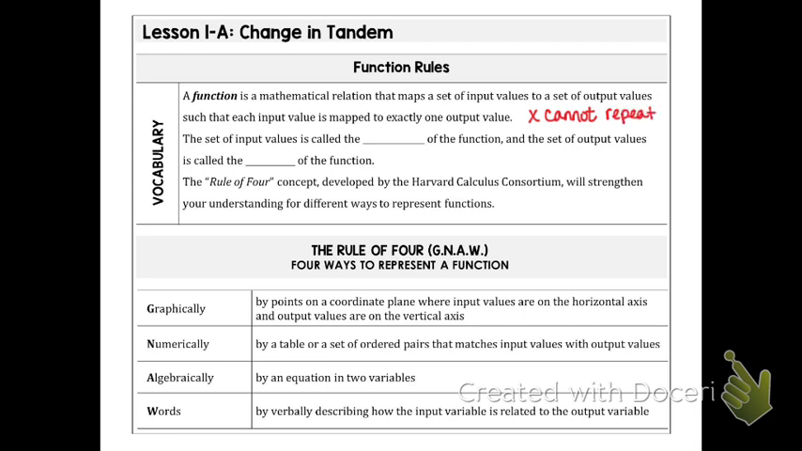Okay, the set of input values is called the domain of the function, and the set of output values is called the range. And the rule of 4 concept will help strengthen your understanding for different ways to represent functions. And so you've seen this before, that there are 4 different ways to represent a function. We can represent it, 1, graphically, by points on a coordinate plane. We can make a table or a set of ordered pairs. Algebraically, we can write the equation in 2 variables, and in words by just verbally describing it.